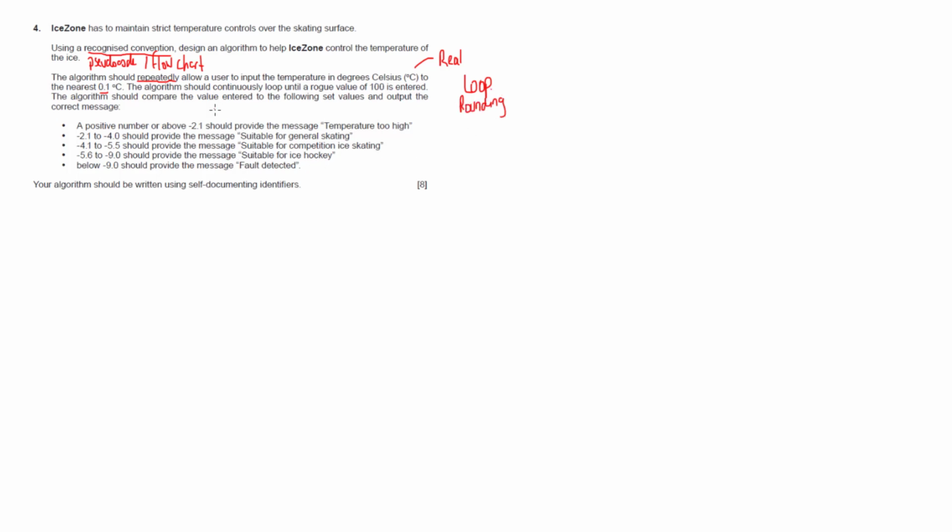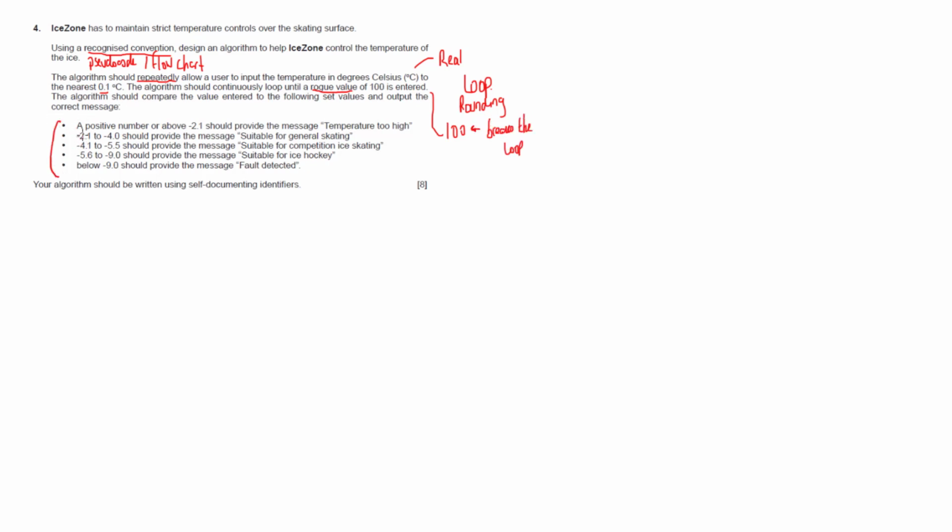The algorithm should continuously loop until a rogue value. A rogue value, if you've never heard of that before, is a terminating condition. So if somebody enters 100 degrees, then that is the condition that breaks the loop. And then these are our conditions.